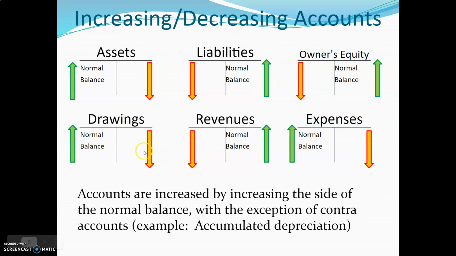And we've got other accounts which are related to owner's equity: drawings, revenues, expenses, and these will have an impact on owner's equity when we close off the statements. So drawings are increased on the left side, revenues are increased on the right, expenses are increased on the left. So accounts are increased by increasing the side of a normal balance, with the exception of what we call contra accounts. For example, accumulated depreciation. So an asset is something where, let's say we had a building, the contra account would be considered to be accumulated depreciation of that asset. And we want to keep track of that because when we go off to do our depreciation calculations for the year, we want to find out what the net value is at that point in time.